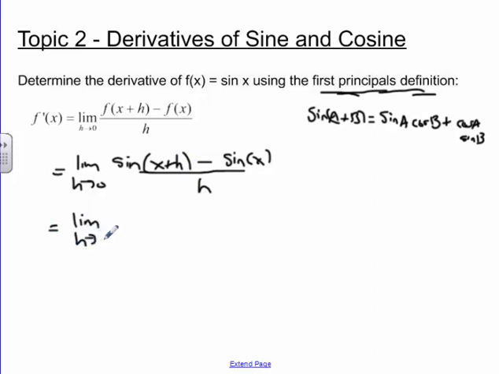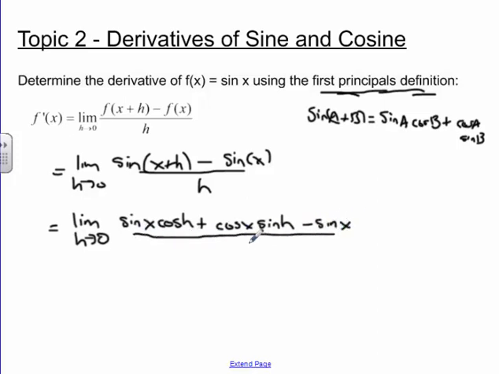So if you've done your 30-1 already, that identity means we can change it to this. This will be sine of x, and then the cosine of h, and then it'll be the cosine of x and the sine of h. We're going to minus the sine of x, and all of this is being divided by h.